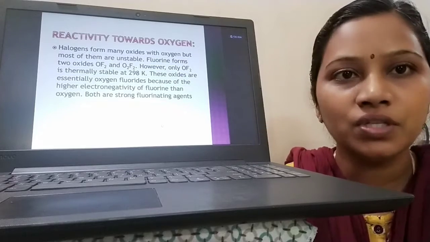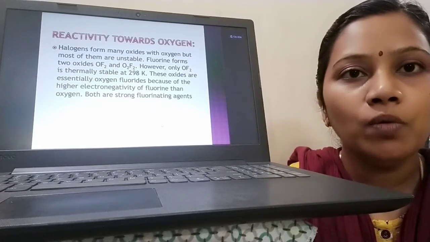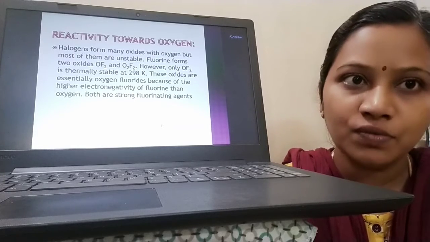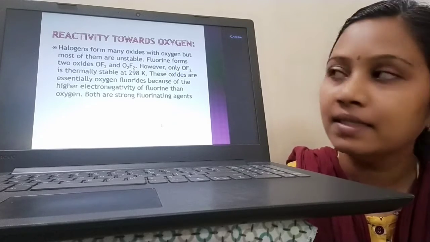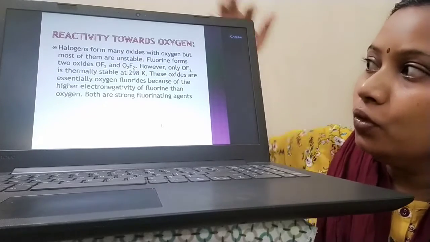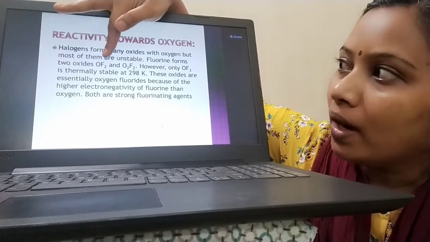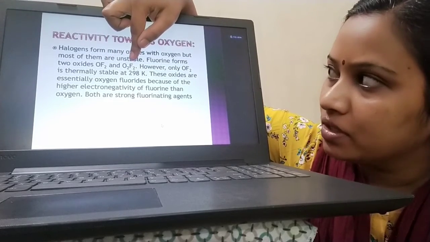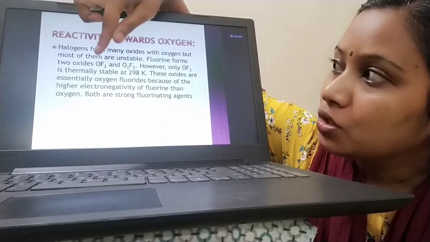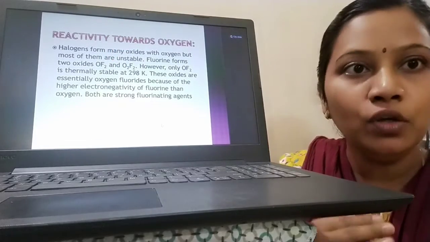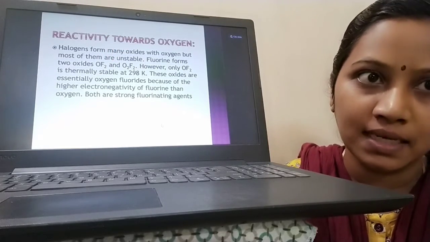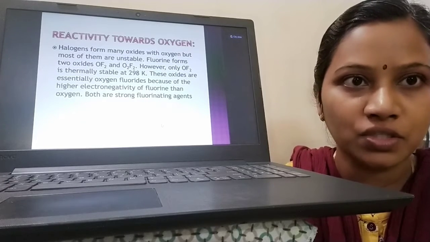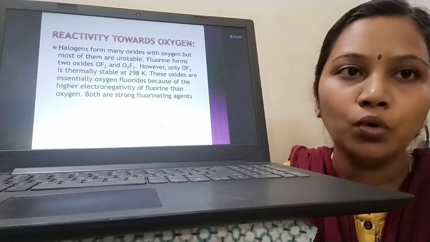How about oxygen? I have the reactions at the back. So how about the reaction with oxygen? As you all know, halogens react with oxygen to form oxides. For example, fluorine can form two oxides, one with one oxygen, that is monooxygen, and one with two oxygen, that is dioxygen. But which is stable? Only OF2 is stable. They are able to form oxides, but those oxides are unstable.